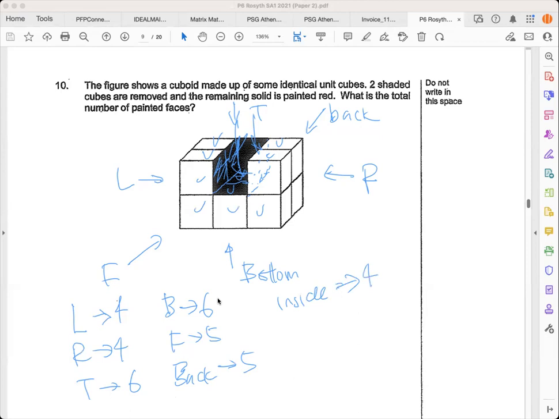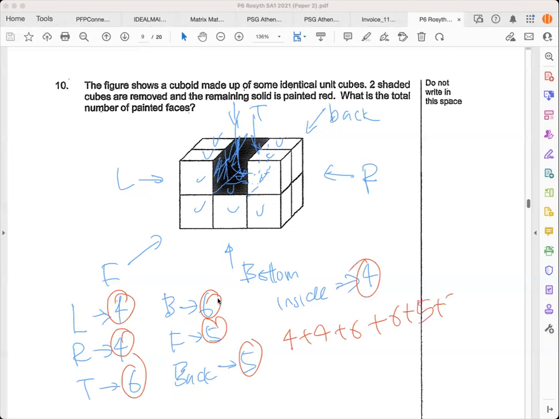Now the question is, how many number of painted faces? So add it up. 4 plus 4 plus 4 plus 6 plus 6 plus 5 plus 5 plus 4. And you'll get 34. So that's the answer.